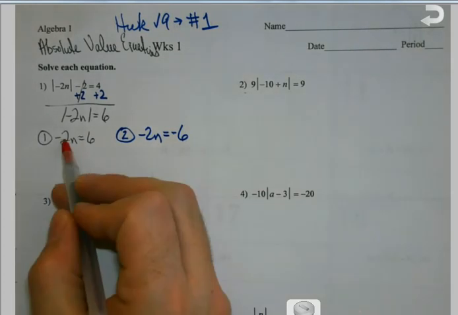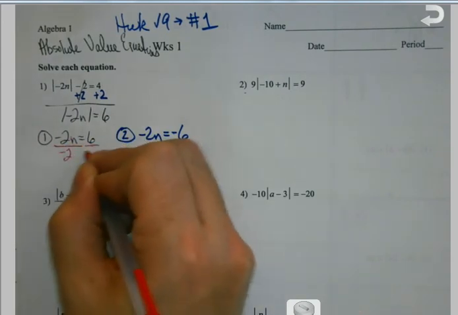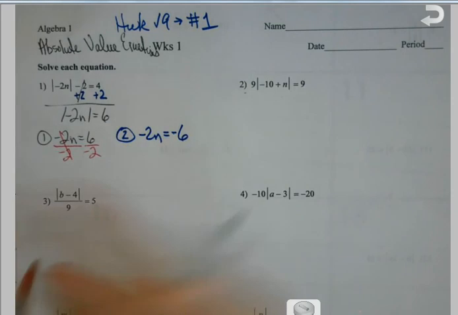So since I'm multiplying negative 2 times n, I don't see a plus or minus in here, so that's how I know it's not add 2 is my opposite. My opposite is divide since I'm multiplying.